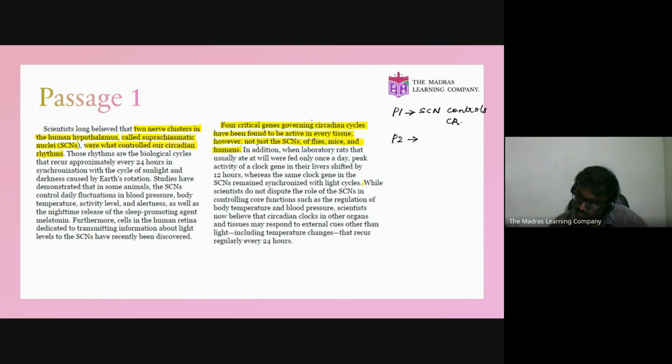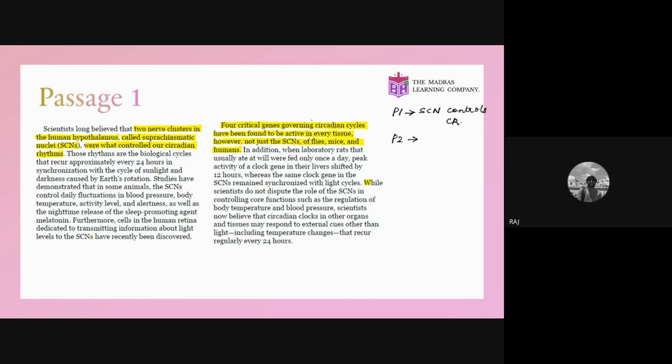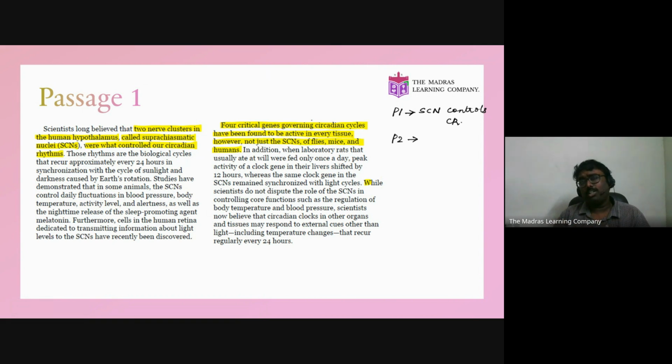The next sentence is here. "While." Should I read this? Yes, because you're saying "while." The moment you say "while," you're trying to contradict something that's already there. That's an indication, right? So you go ahead and read that. "While SCNs remain synchronized." Sorry, I am reading the wrong line.